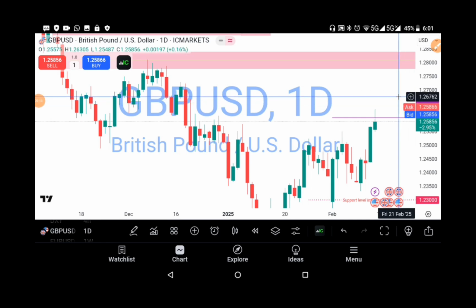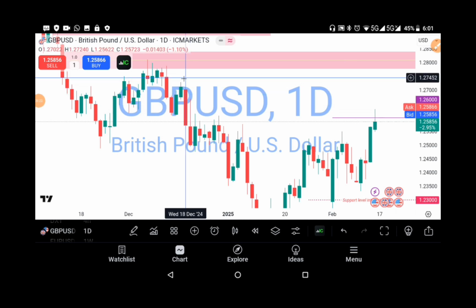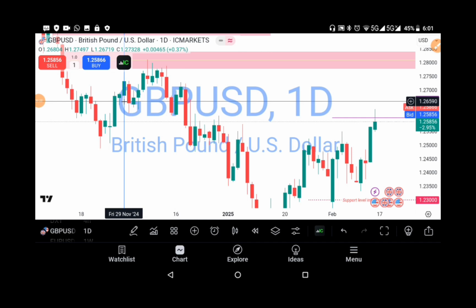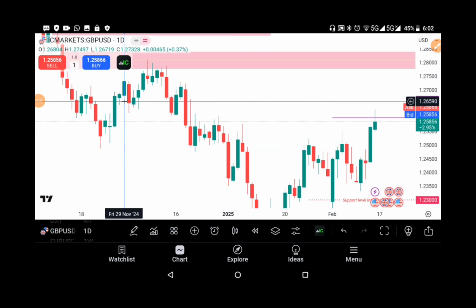So if we should see a movement above 1.27 thousand, which is 1.27500, that will also be good, because that will be the high here. So I will be watching on cable as long as 1.25 thousand will be my support level, and I'll be watching 1.27 thousand and into 1.27500.